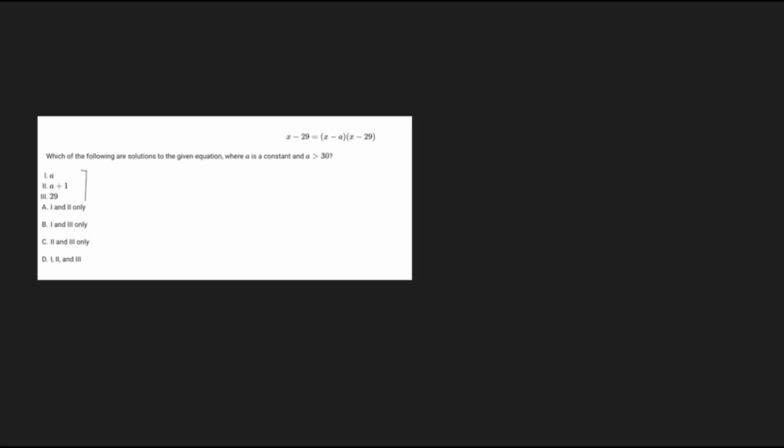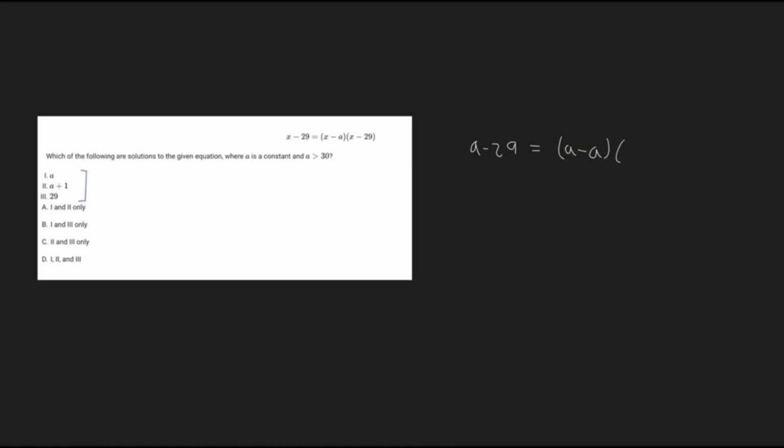So a plus 1, or 29. What we want to do first is plug in these values to see if they work out, right? These solutions are really just substitutes for the value of x. Therefore, for the first one, if we were to test it, we replace x with a. So we have a minus 29. We know a is a value greater than 30, so that's just something to keep in mind. And then on the other side, we have x replaced with a, so we end up getting a minus a.